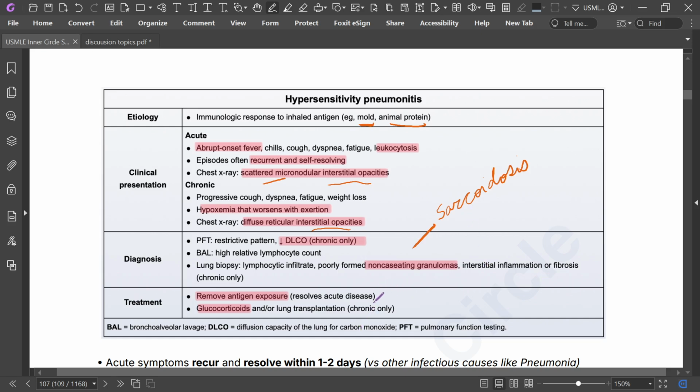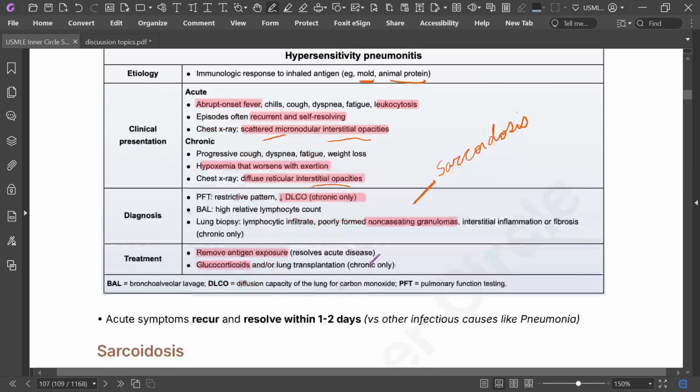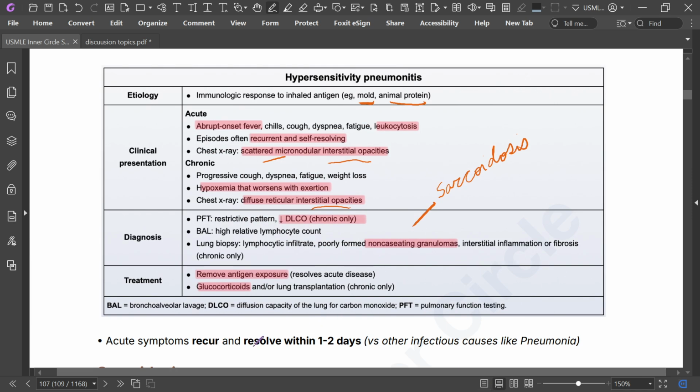In hypersensitivity pneumonitis, the biopsy shows non-caseating granuloma, interstitial inflammation, or fibrosis in chronic cases only. Treatment is to remove the antigen exposure in acute disease, with glucocorticoids, and lung transplantation in chronic disease. Acute symptoms recur and resolve within 1 to 2 days, versus an infectious cause like pneumonia.